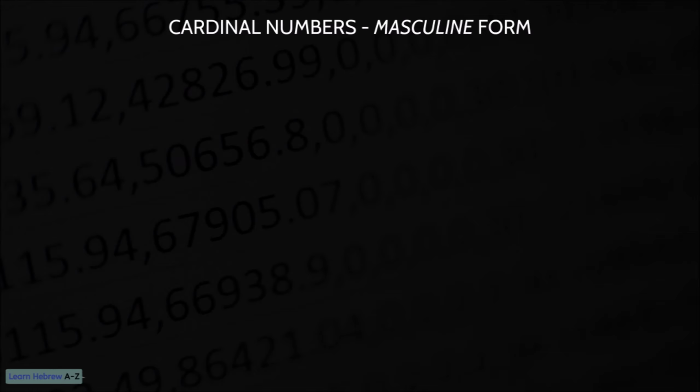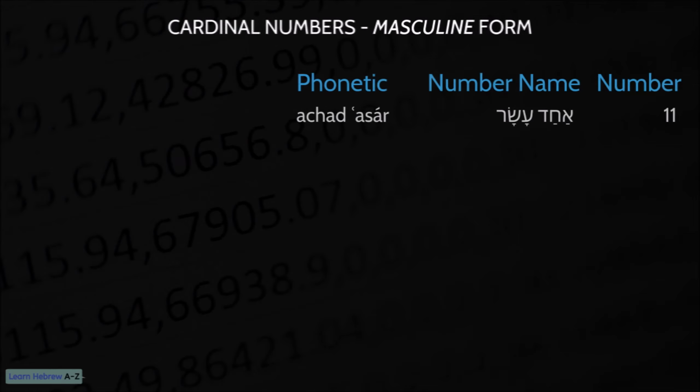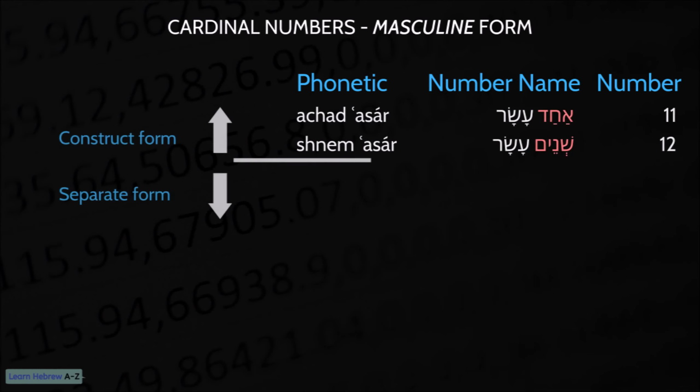Here are the numbers. 11, 12. The forms 1 and 2 are in the construct form, and from now on the numbers will be called in the separate form, exactly like in the numbers 1 to 10, with the addition of 10.